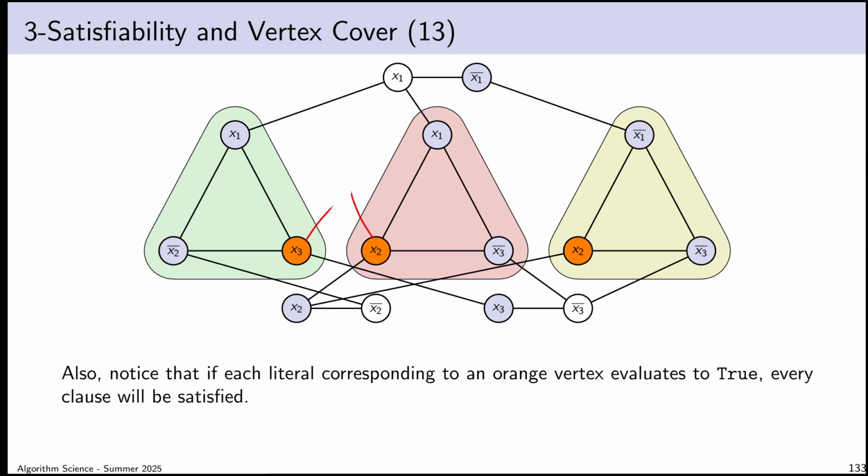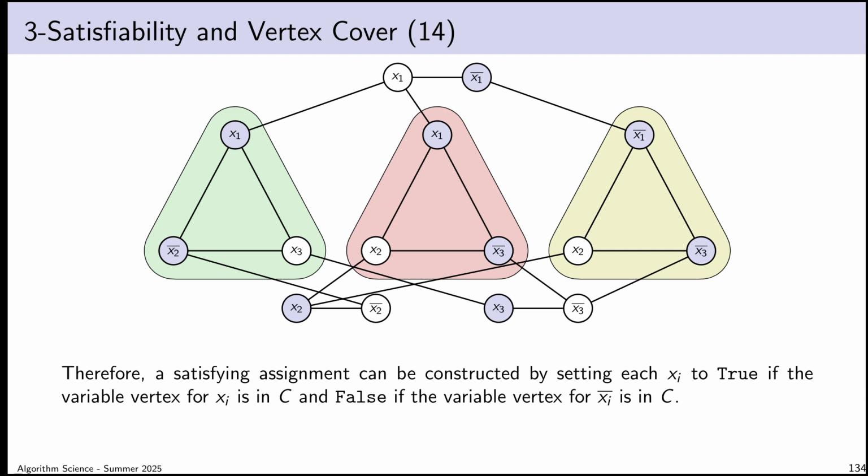So here I said set all of the orange vertices to true. But actually, if you think about it, because the orange vertex isn't in the cover, the thing at the other end of the edge connecting it to a variable vertex must be in the cover instead. And because I connect each literal to the corresponding literal in the variable vertex pair, setting each of these to true is actually just the same thing as choosing the vertices in the vertex cover that are part of the variable vertex pair and setting those to true.